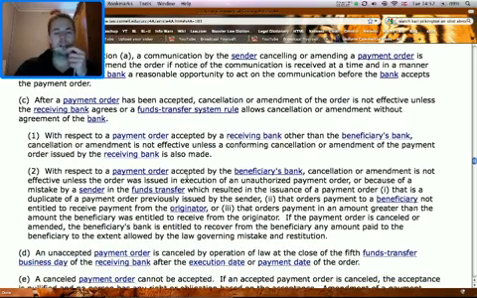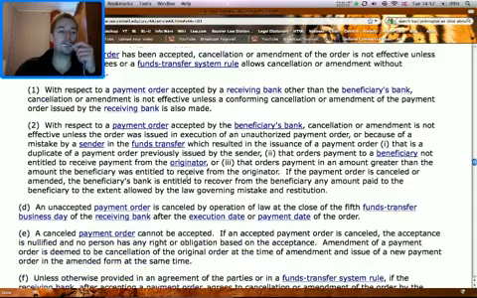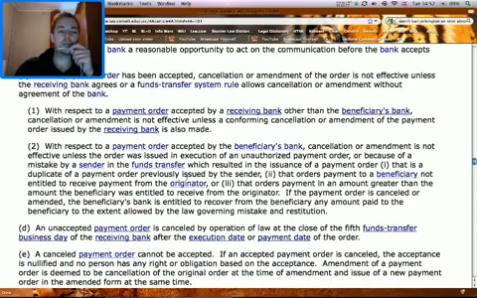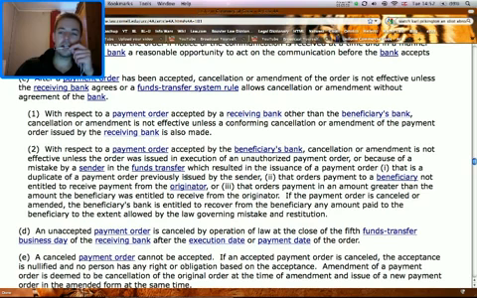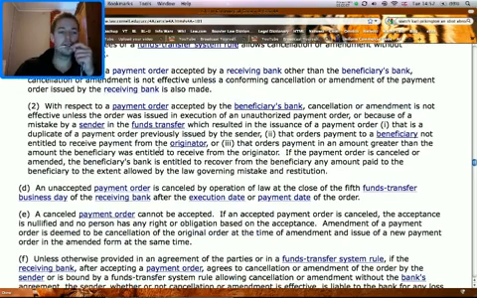After the payment order has been accepted, cancellation or amendment of the order is not effective unless the receiving bank agrees or a funds transfer system rule allows cancellation or amendment without agreement of the bank. With respect to a payment order accepted by a receiving bank other than the beneficiary's bank, cancellation or amendment is not effective unless a conforming cancellation or amendment of the payment order issued by the receiving bank is also made.